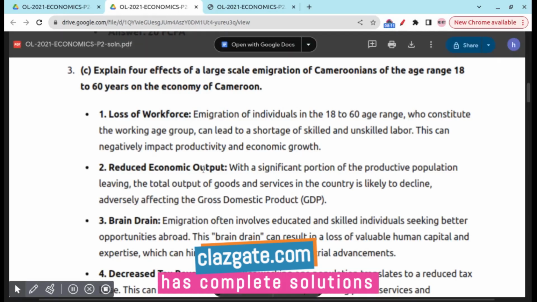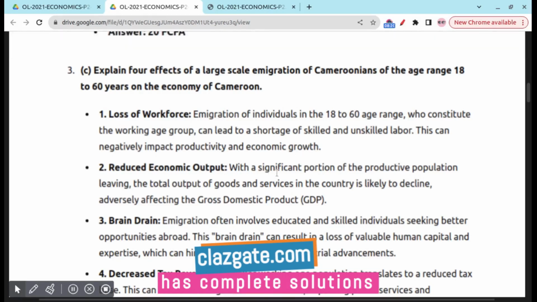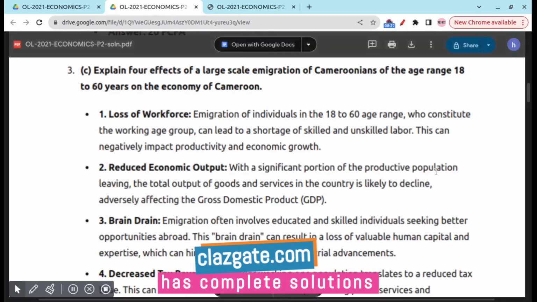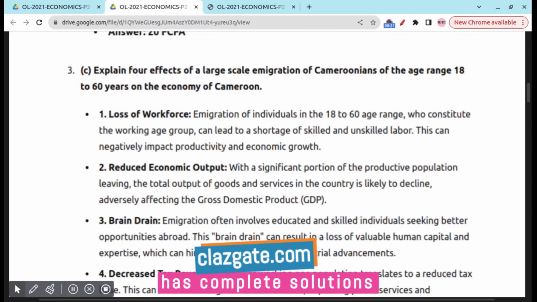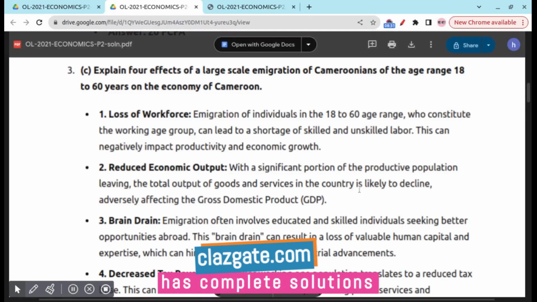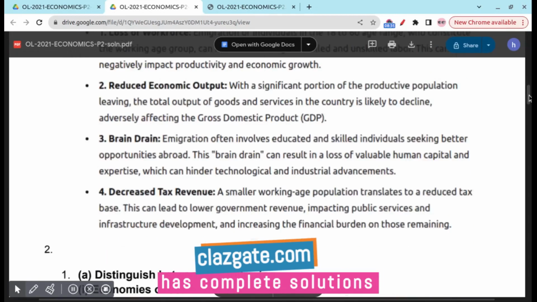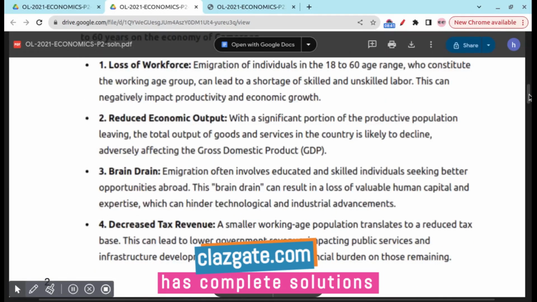And then two, we have reduced economic output, as a significant portion of the productive population is leaving. The total output of goods and services in the country is likely to decline, adversely affecting the gross domestic product. So we have loss of workforce, reduced economic output, and then two more. Brain drain.